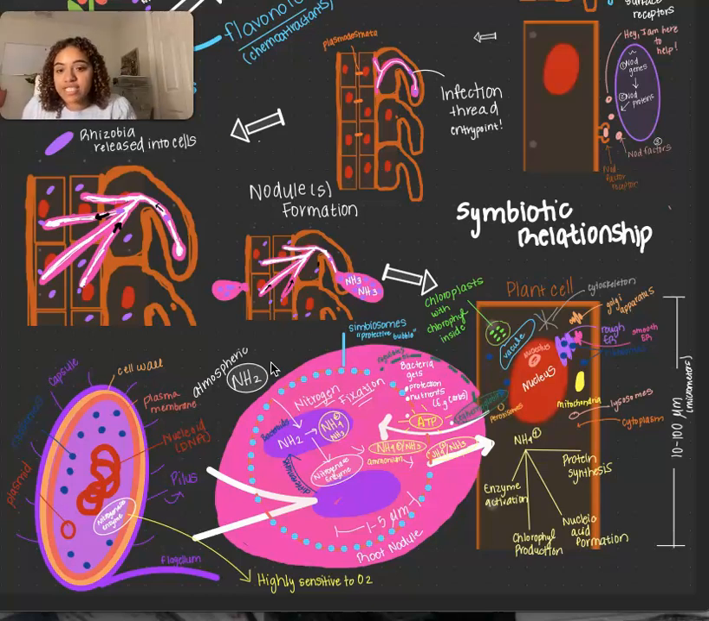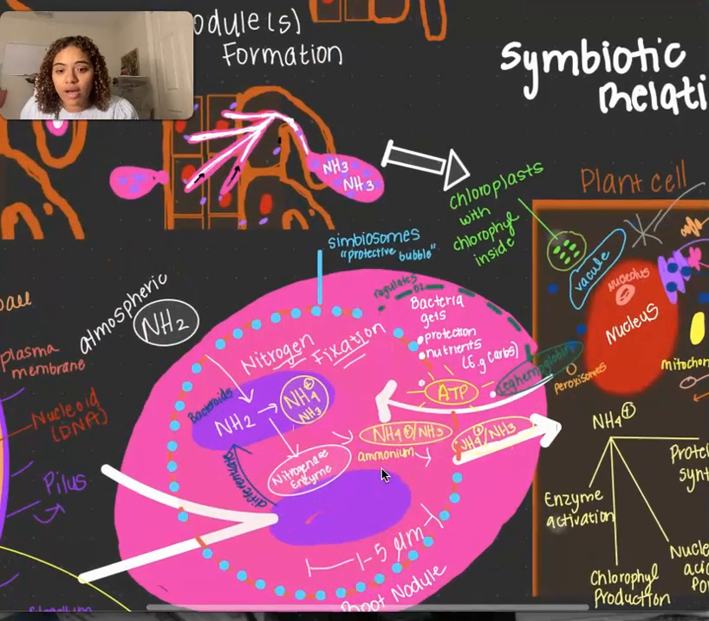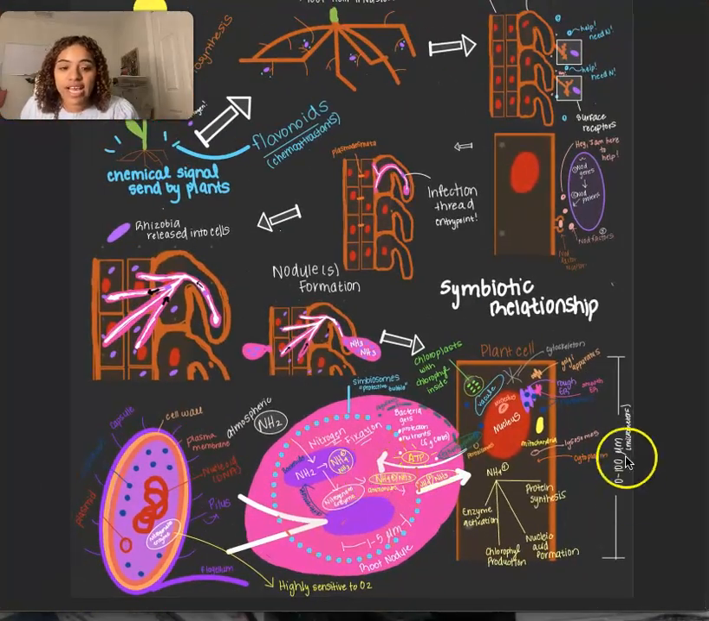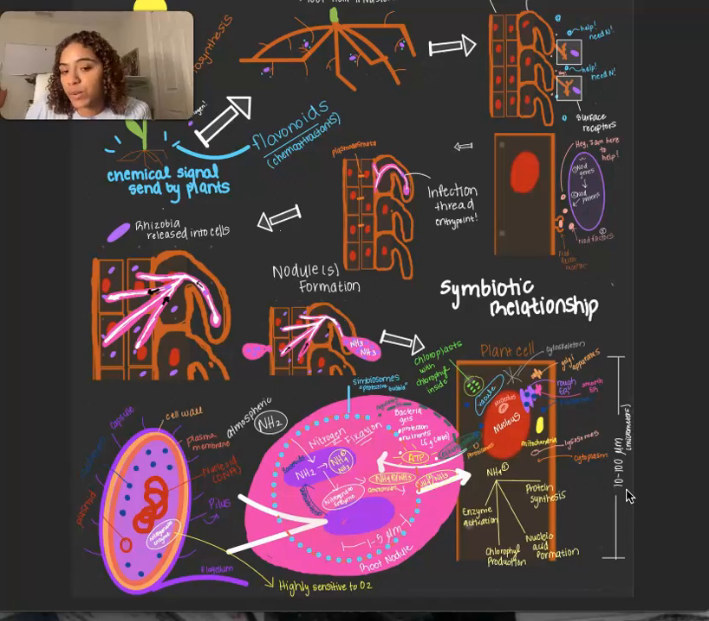But there's a slight difference right here: bacteria are 1 to 5 micrometers, and plant cells are 10 to 100 micrometers. It's an amazing symbiotic relationship. I think it's really interesting how the plant created this nodule. These nodules are actually made by the plant in order for those bacteria to have that anaerobic environment, low in oxygen, for them to flourish and give nitrogen back to the plant. So I just think it's really interesting.